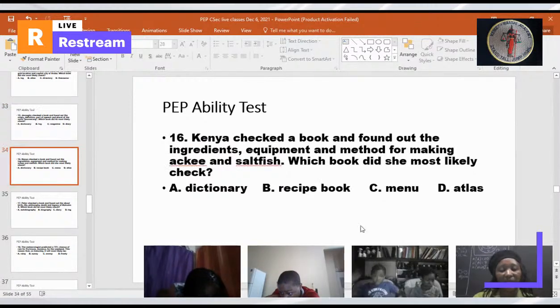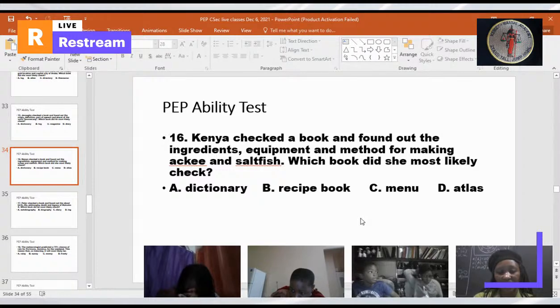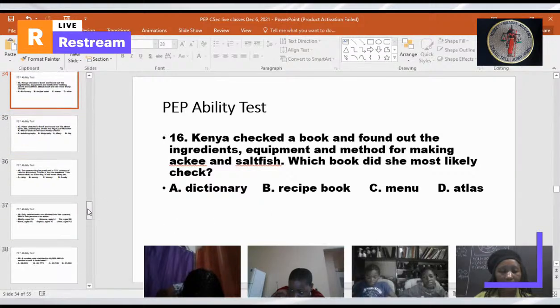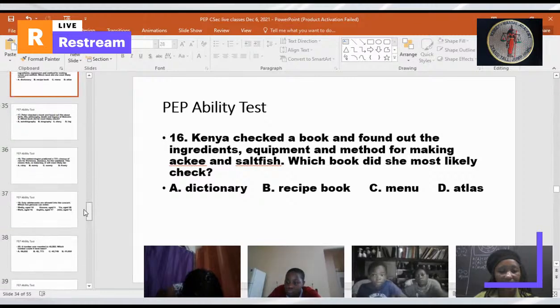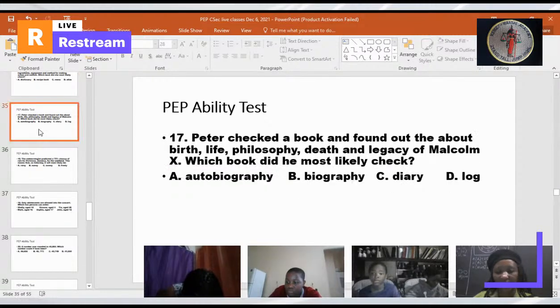Number 16. She checked a book and found out the ingredients, equipment, and method for making ackee and saltfish. Which book did she most likely check? A. Dictionary. B. Recipe book. C. Menu. D. Atlas. Miss, is it recipe book, Miss? Recipe. Correct. All right. So we have just a few more questions to go.